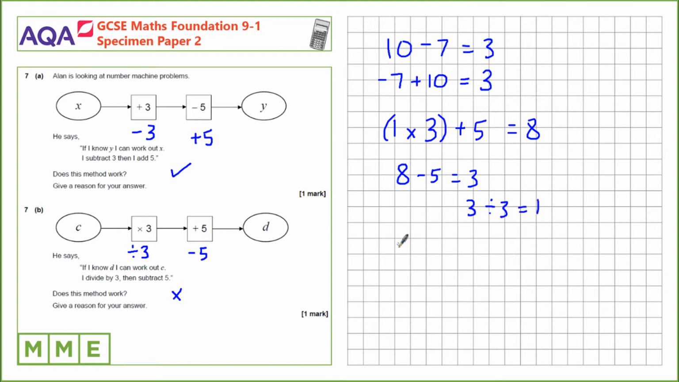However, if we use Alan's method, we would have 8 divided by 3, which is 8 over 3, then subtract 5, which is clearly not 1. So this method doesn't work because we can't rearrange the order of these two operations.